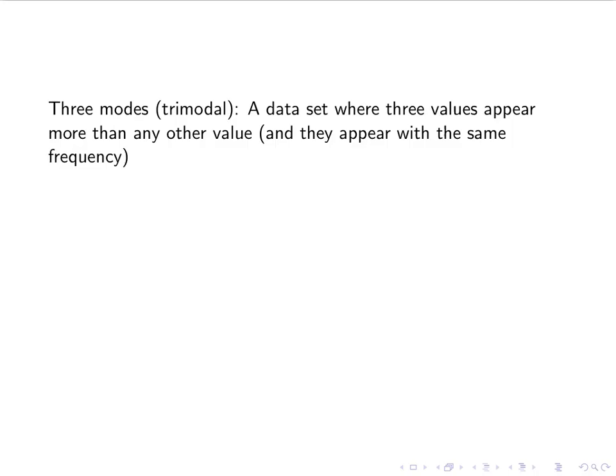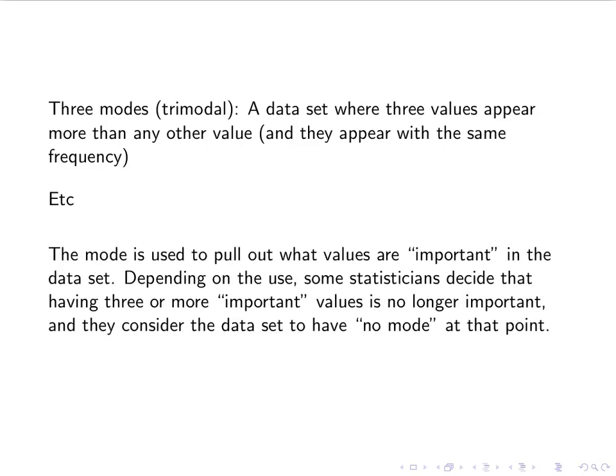We could have three modes, called trimodal. That's a data set where three values appear more than any other value, and again, they appear with the same frequency, or they appear the same number of times. And then that can continue, 4 modes, 5 modes, 12 modes, 100 modes. However, the mode is used to pull out what values are important in the data set. And then depending on the use, some statisticians decide that having 3 or more important values is no longer important. So sometimes we consider them to have no mode if they have 3 or more modes. And it really just depends on who you're talking to.